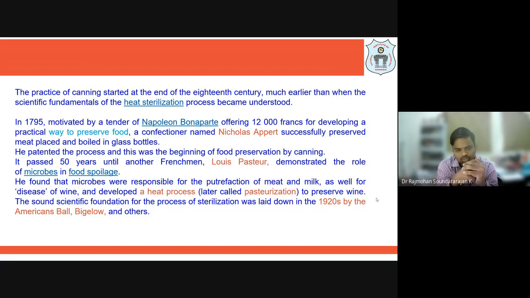He is the one who introduced that heat process of treating milk so we can preserve it for a longer time. Actually he developed it for wine, to preserve the wine. Now we are applying it for various applications. The sound scientific foundation for the process of sterilization came later only. After about 100 years, in the 1920s, Americans like Ball and Bigelow introduced the scientific foundation for this sterilization process.